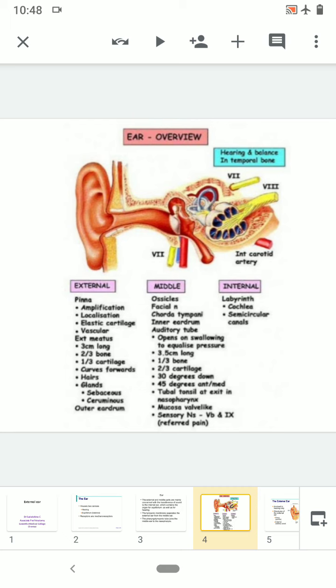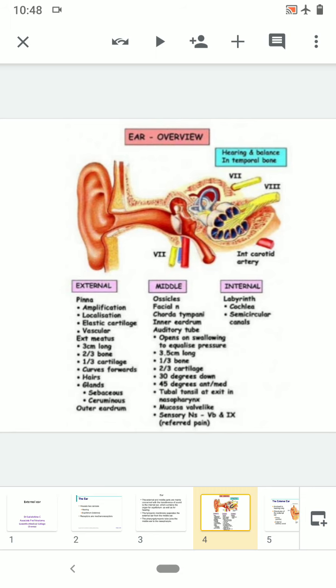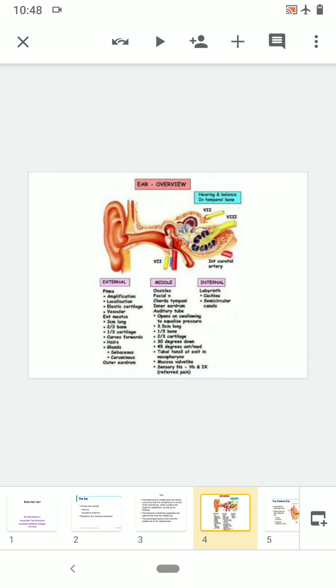We'll come to it in detail. It has an outer cartilaginous part and an inner bony part, which is about 2/3 of the canal, and the outer cartilaginous part will secrete cerumen or wax. So it has ceruminous glands and also hair. And then you have the middle ear, which has the ossicles. It also has the chorda tympani nerve, and it also has the ear bones.